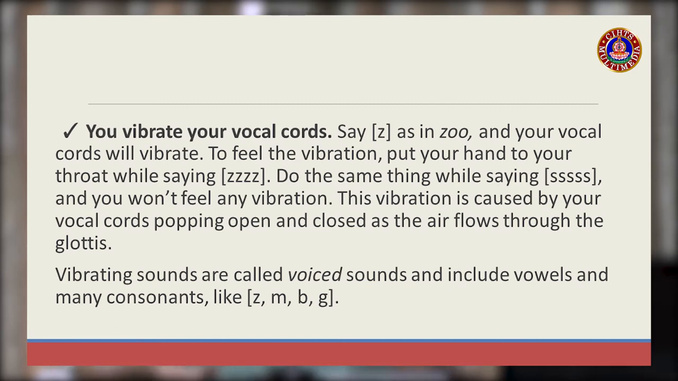Why we are talking about all of this is because every language has these categories, where different physical organs are involved and sounds are made. Okay, so vibrating sounds are called voiced sounds. This is an important word to remember. There are many vowels and many consonant sounds, like z, like m, like b and g, all of them are voiced sounds.